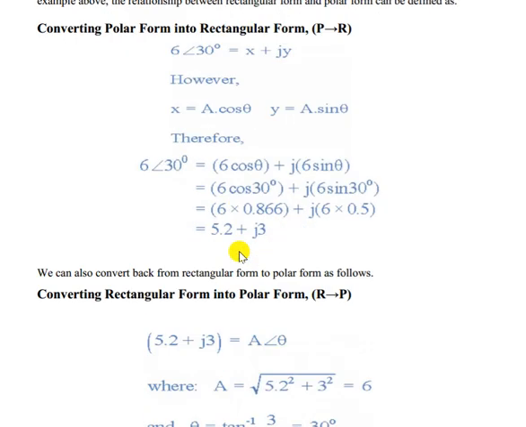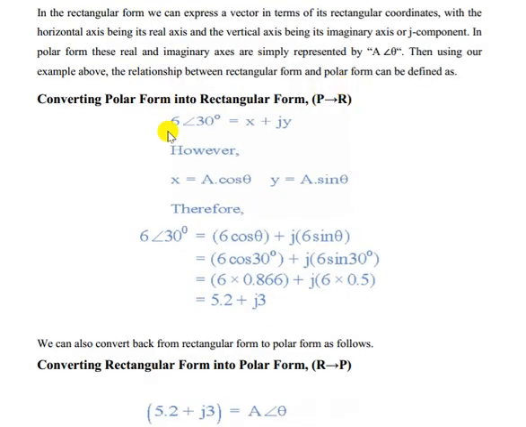So what we can do is we can convert polar to rectangular. Say polar is 6 at angle 30, we have to convert to x plus jy, right? So x will be what? 6 into cosine of 30, that is a cosine 30, right? 6 cosine 30, and y will be what?